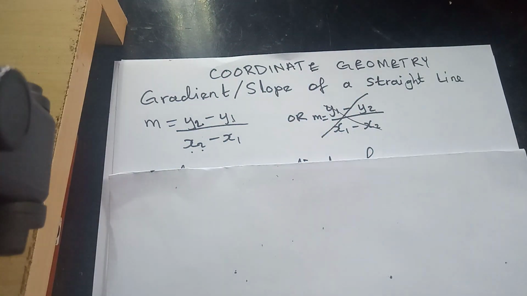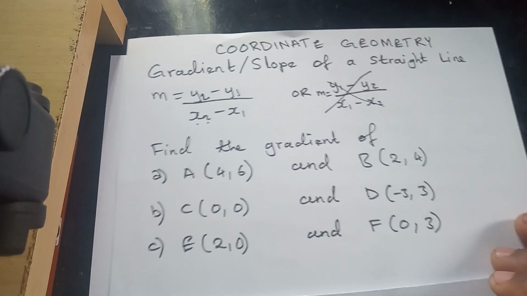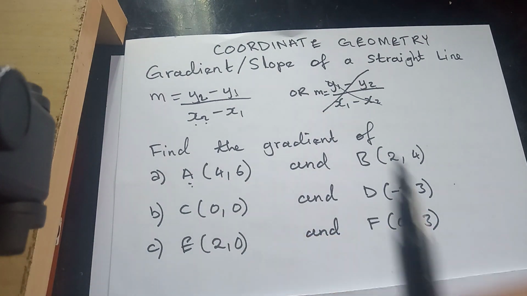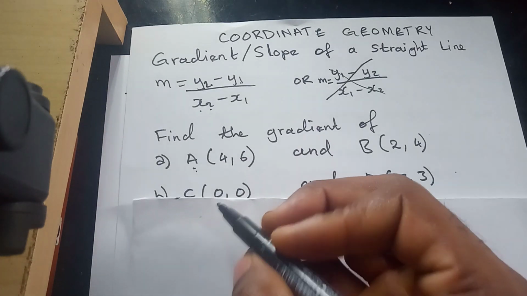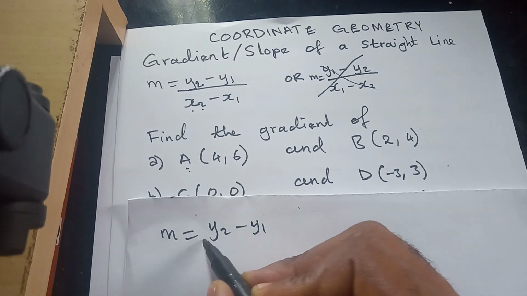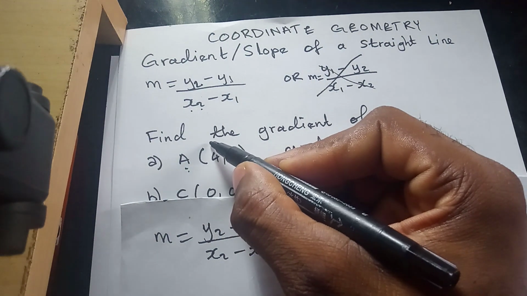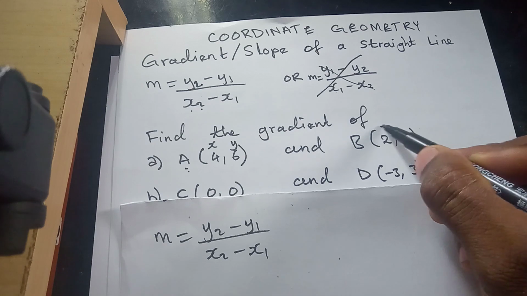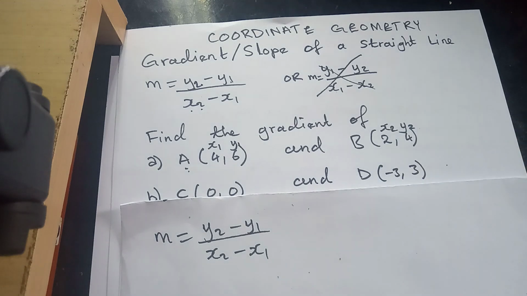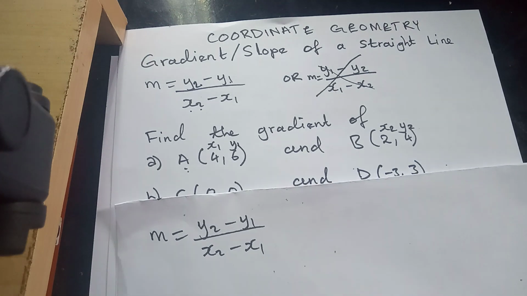So let's make use of it to look at these few examples. To find the gradient of a line connecting the points A and B, you can simply say m is equal to y2 minus y1 over x2 minus x1. So let's name the points. I can call these points our 1's, then these ones will be our 2's. If you want, you can name these your 2's and these ones will automatically be your 1's.